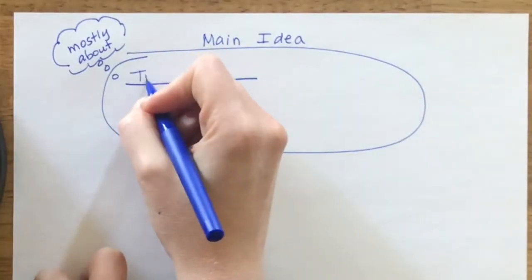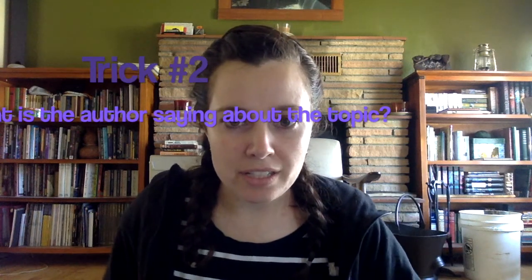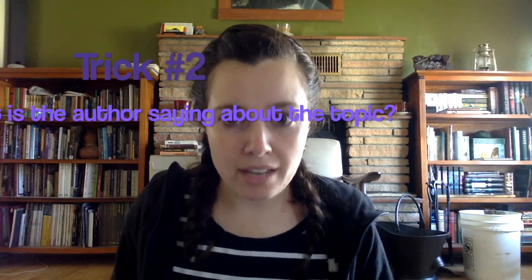Did you write trail guides? If you did, then we agree with each other and we're on the same page. The second question to ask yourself is, what does the author mostly say about trail guides? Rewind to see the section read again and finish your main idea by writing what the author mostly says about trail guides.